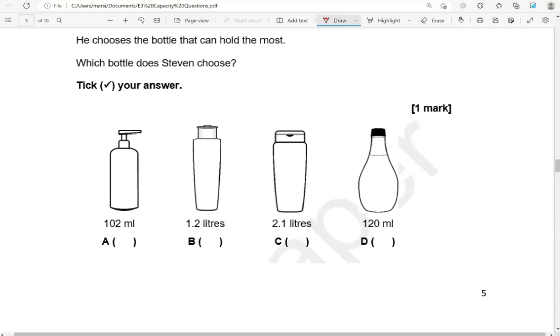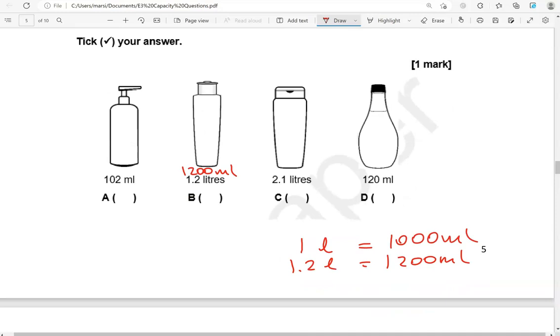A is given in millilitres. B, that's 1.2 litres. So we said in 1 litre, there are 1000 millilitres. In 1.2 litres, there will be 1200 millilitres. In 2.1 litres, there will be 2100 millilitres. And D holds 120 millilitres.